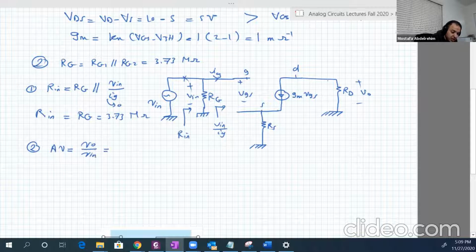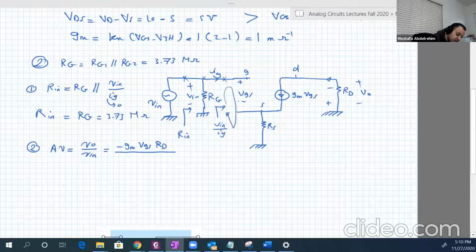VO is the voltage across RD, so it's equal to the current that flows in RD. Remember, GM VGS is flowing from down to up, so it makes a voltage opposite to VO. So this is minus GM VGS RD, divided by V input. Where is V input? The input is between this point and the ground. So from that loop here, it's equal to VGS plus this voltage, which is this current multiplied by the resistance.